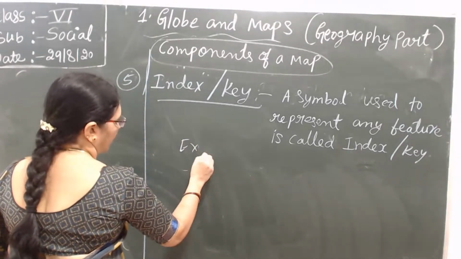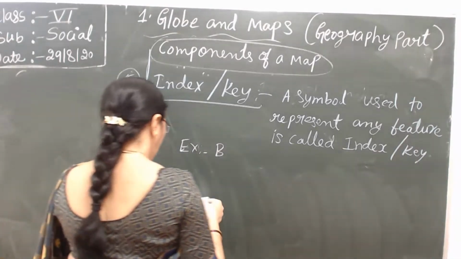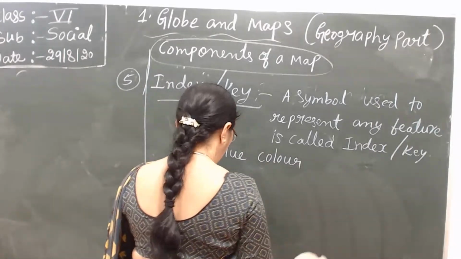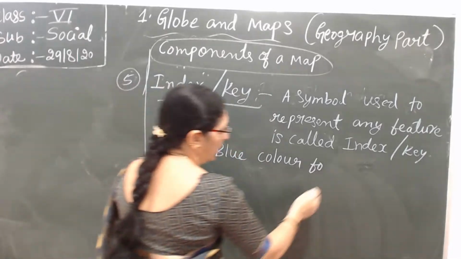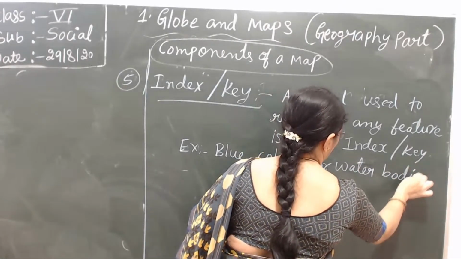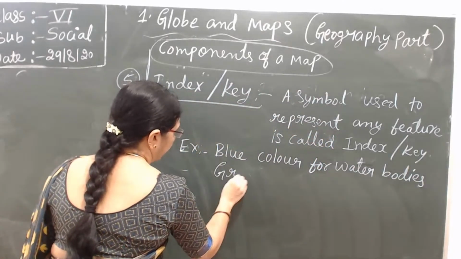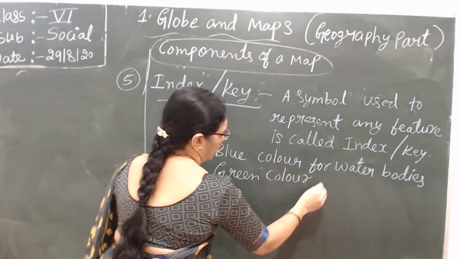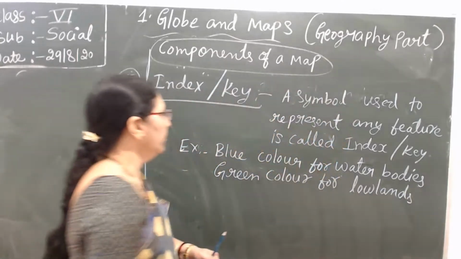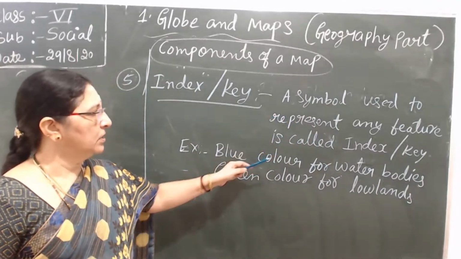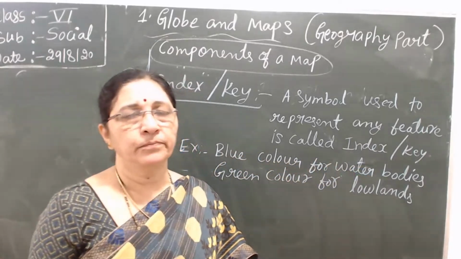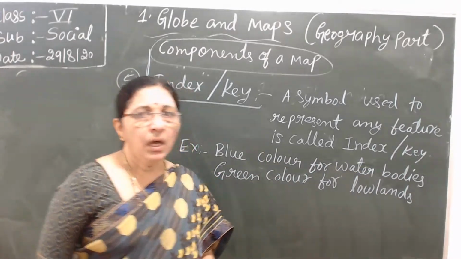Example: blue color for water bodies. Blue color shows water bodies. Next, green color for lowlands. A symbol used to represent any feature is called an index. In the map, for the ocean, which color is it? Blue color, no? Next, green color for the lowlands.